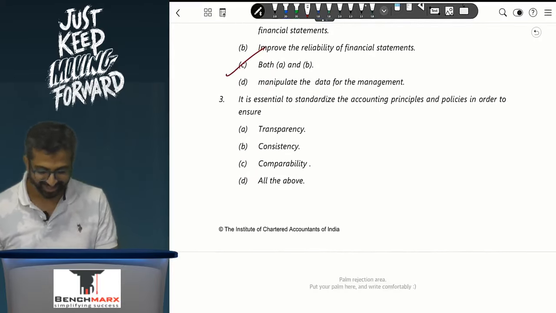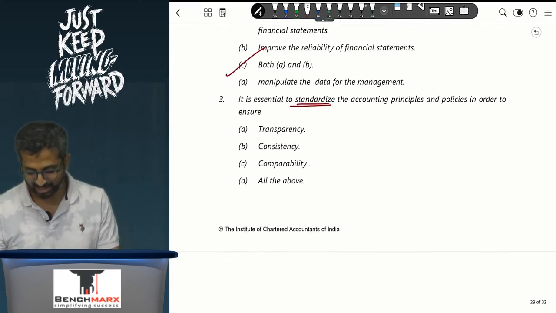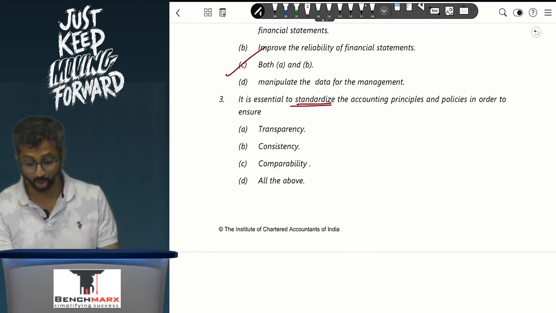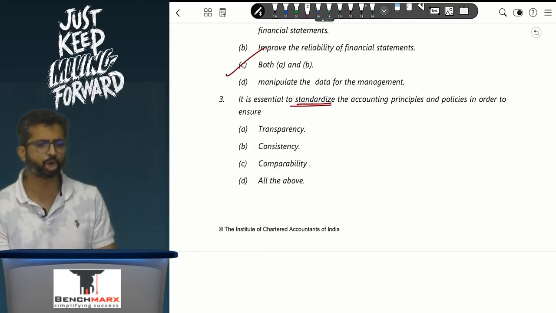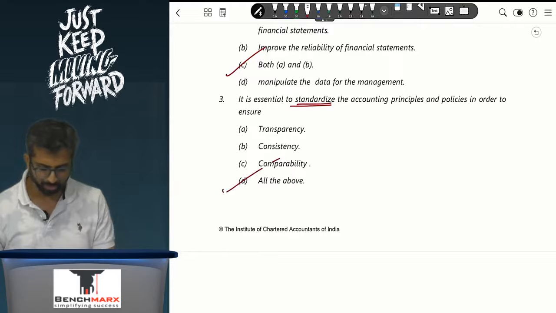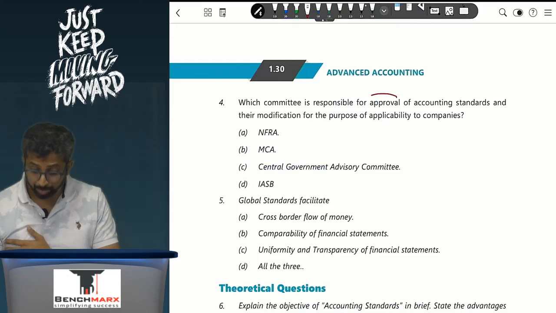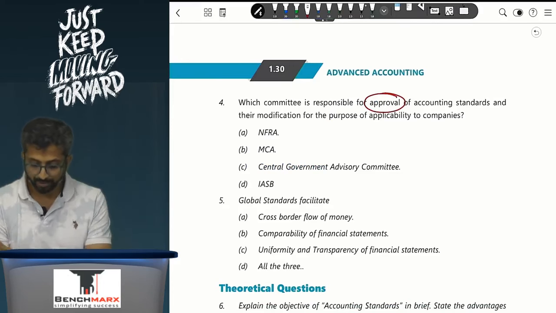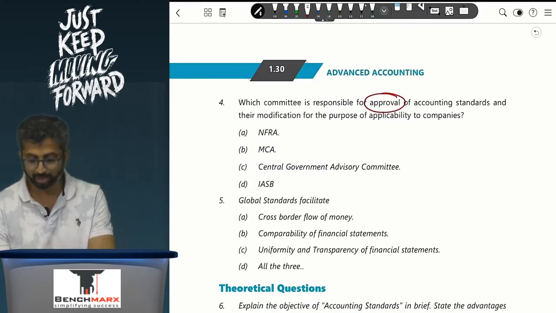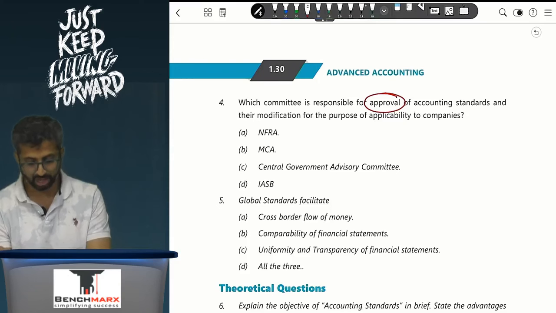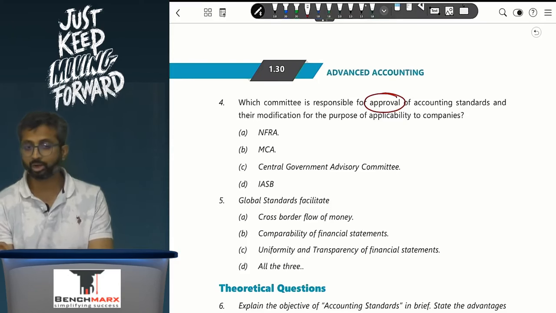Right? Okay. So, it is essential to standardize the accounting principles and policies in order to ensure transparency, consistency, comparability, all of the above. All of the above. Which committee is responsible for approval of accounting standards and their modification for the purpose of application to the companies? NAFRA, MCA, Central Government, some committee and IASB. Sorry, NAFRA or MCA?